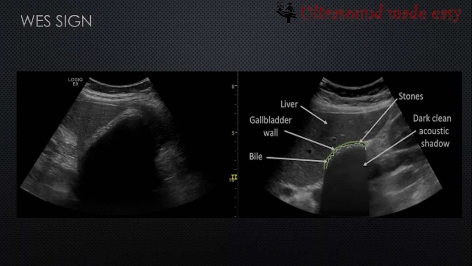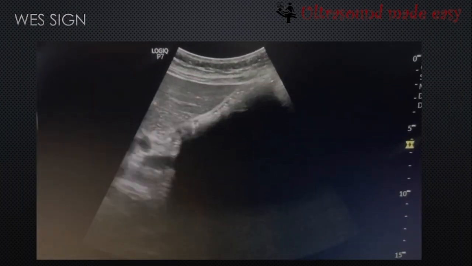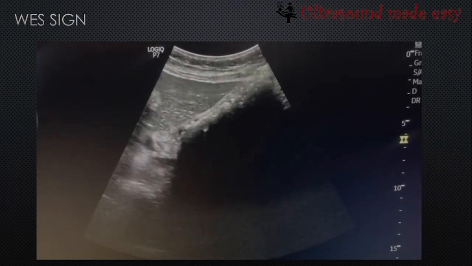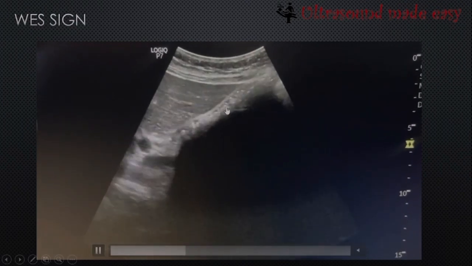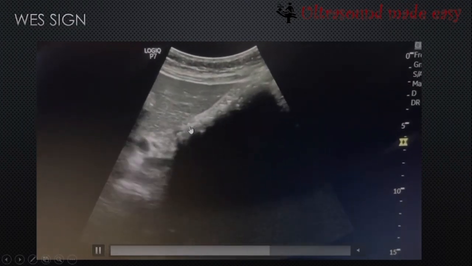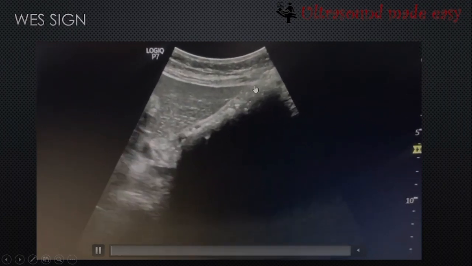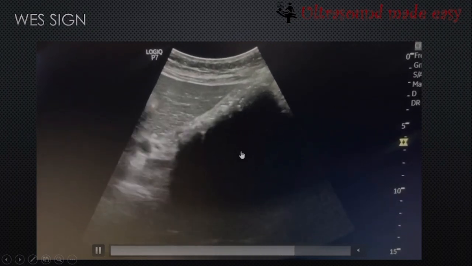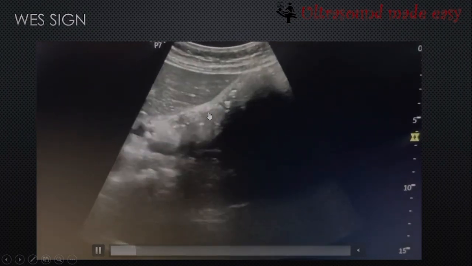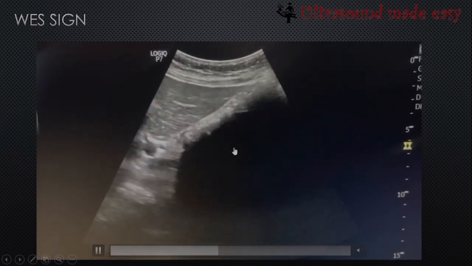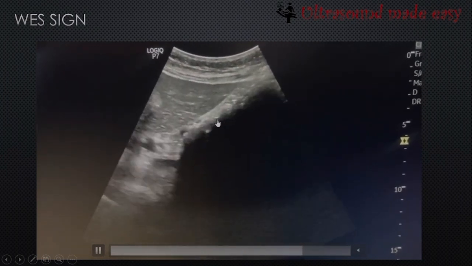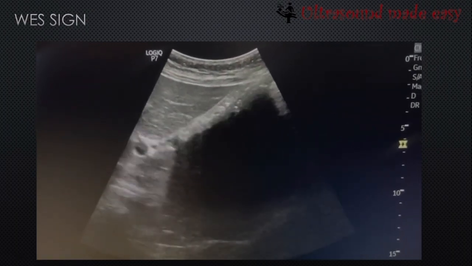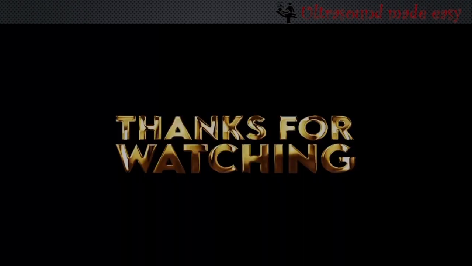Okay, so in this video we will try to explain what we discussed in the previous slide: that there is a clear-cut wall of the gallbladder. Here there is a wall of the gallbladder. Below the wall, these are multiple stones, and below the echoes there is a strong shadow. So wall, echo, shadow. This is a classical example of the WES sign. The WES sign is indicating that the gallbladder is filled with multiple stones.